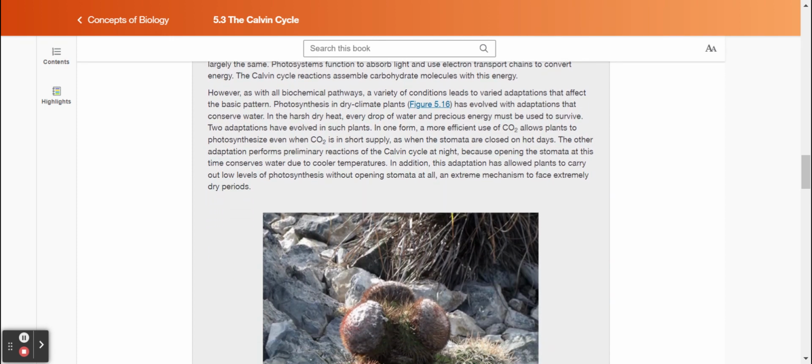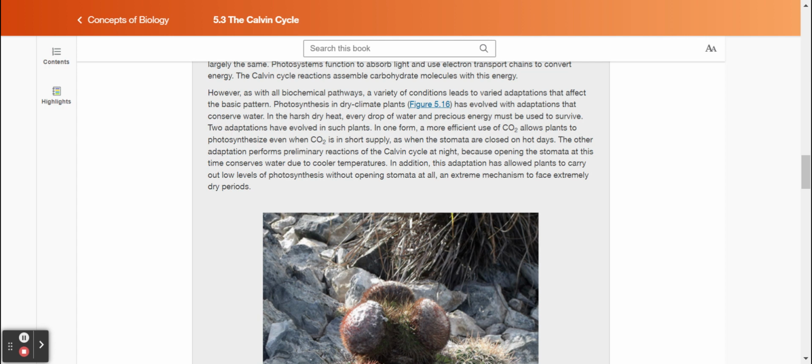However, as with all biochemical pathways, a variety of conditions leads to varied adaptations that affect the basic pattern. Photosynthesis in dry climate plants has evolved with adaptations that conserve water. In the harsh, dry heat, every drop of water and precious energy must be used to survive. Two adaptations have evolved in such plants. In one form, a more efficient use of CO2 allows plants to photosynthesize even when CO2 is in short supply, as when the stomata are closed on hot days.